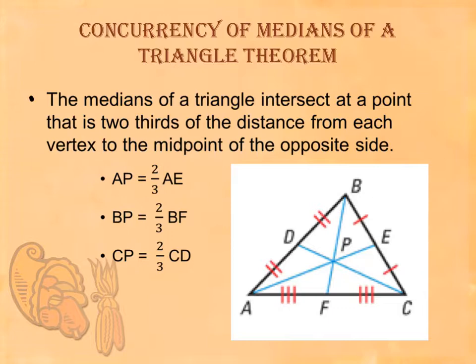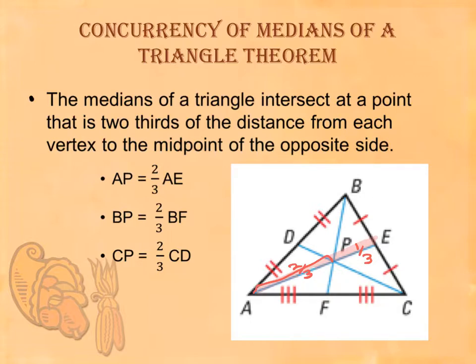So what it's referring to is, for example, this median here, and I'll highlight it in red. This piece of the median from A to P, so from the vertex to that centroid, would be 2/3 the length of the whole thing. This little piece over here, the PE, would be 1/3 the length of the entire median. So they have some formulas there. For example, the length of AP is 2/3 the length of the entire median, which is AE.